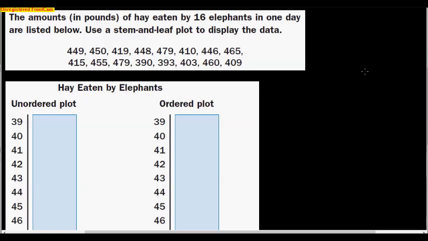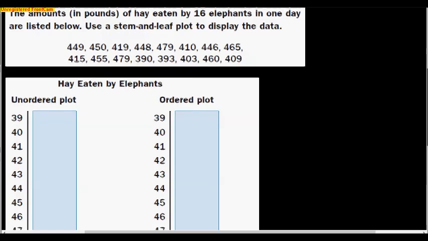Okay, so here's what we want to be able to do. We want to take all this data, these hundreds here, these in the 400s, and we want to make a stem and leaf plot out of them. All right, so here's what you do. I'm going to move this up just a little bit. We know what we're doing.